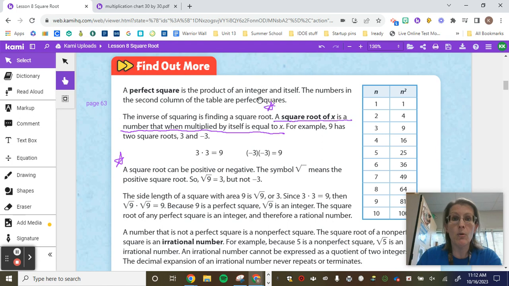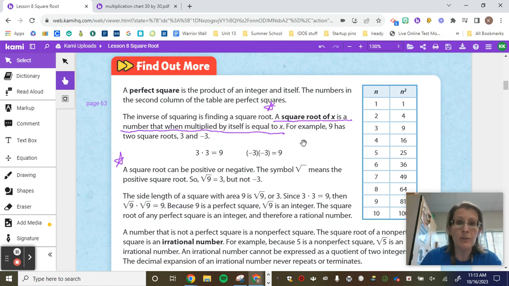An integer would be a whole number, no decimals. The inverse of a square, that means the opposite. So the opposite of squaring a number is the square root. So a square root is a number times itself to equal that. Since 3 times 3 is 9, the square root of 9 is 3.